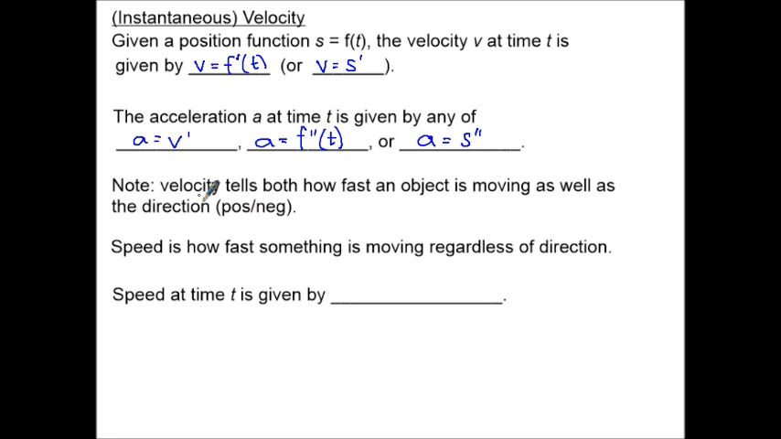Now velocity is important from a physics point of view because it gives the direction as well as the speed. Well, I say speed because speed is how fast something is moving regardless of direction. So velocity is kind of a two-meaning sort of thing, and speed is a single meaning. That being said, speed is given by simply taking the absolute value of the velocity function. So whatever you get for velocity, take the absolute value, and you've got yourself speed.